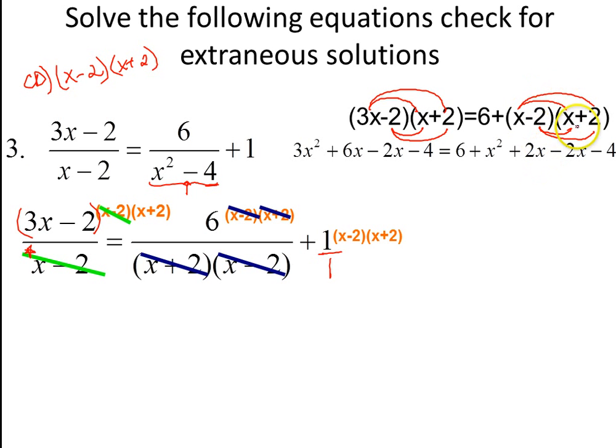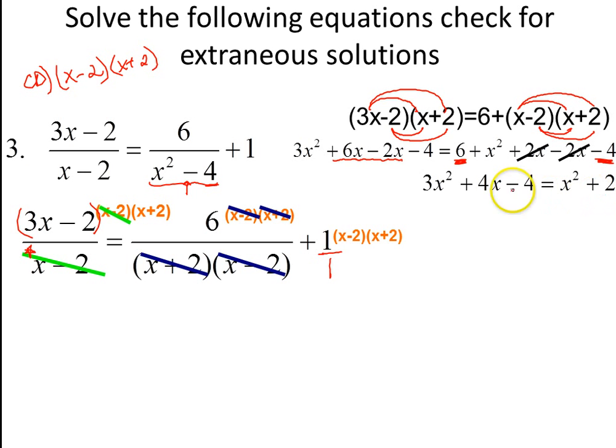Now, hopefully the first thing you recognize when you were foiling over here is we have a positive 2x and a negative 2x. Those are going to disappear. And then over here, I can do a little combining. I got a positive 6x and a negative 2x. That's going to give me 4x. So I have 3x squared, 4x, and negative 4. Over here, I have x squared, and then I can combine the 6 and the negative 4. 6 and negative 4 is plus 2.